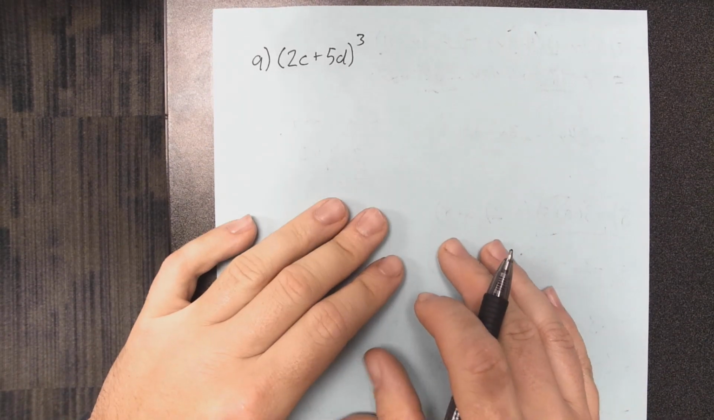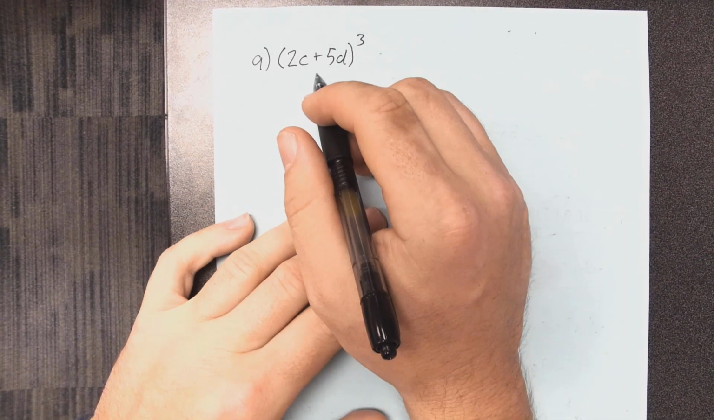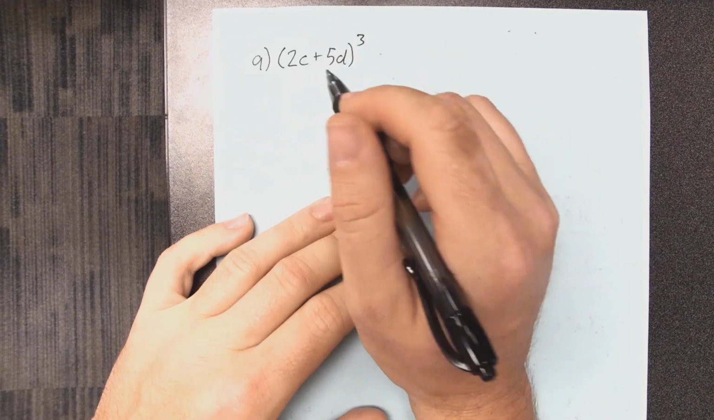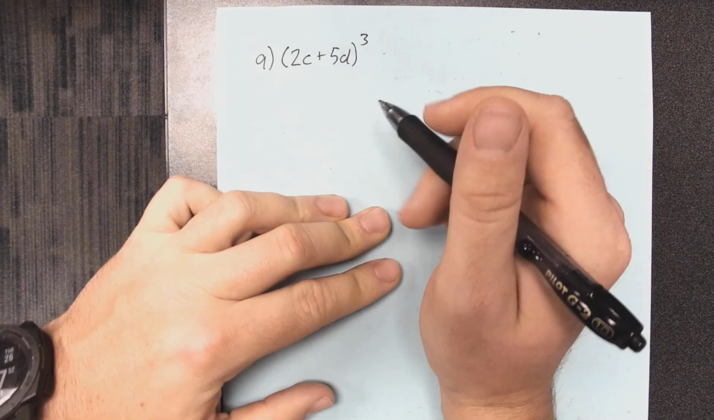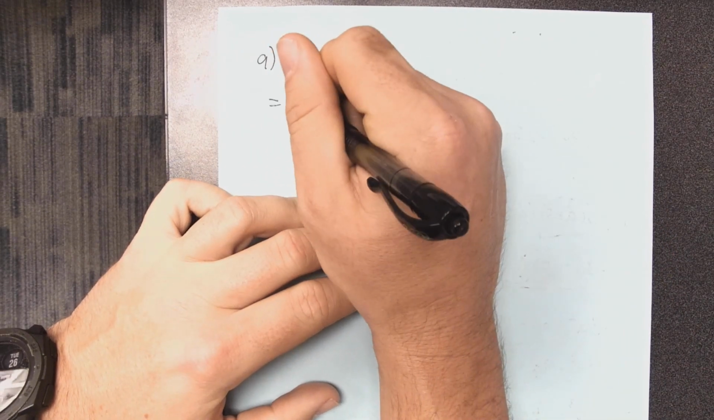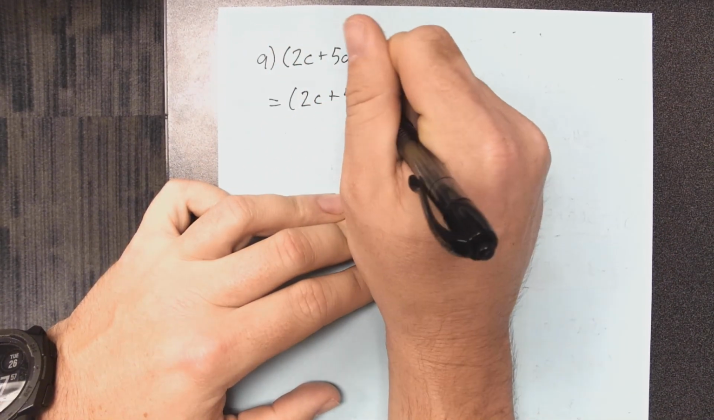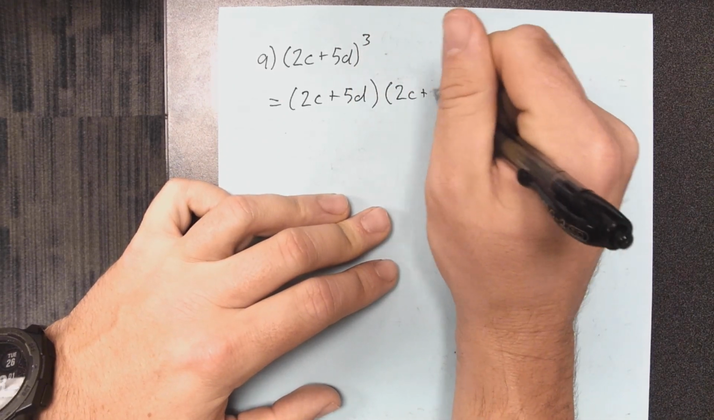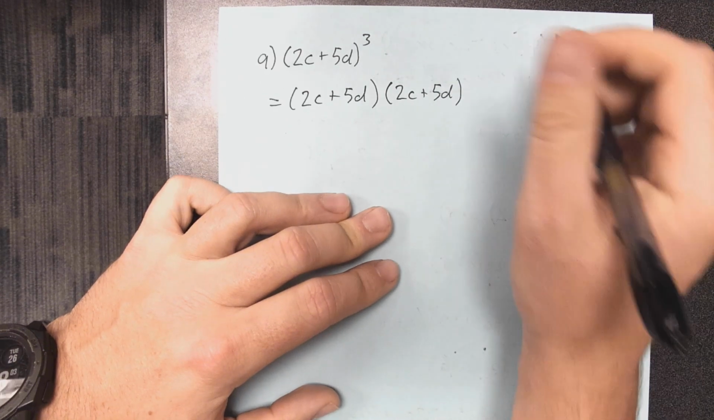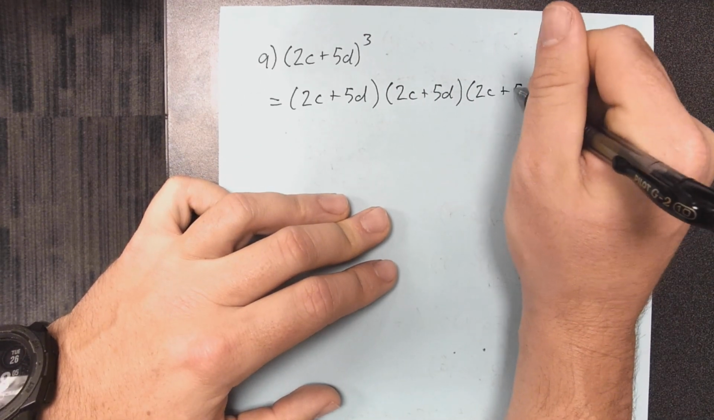Alright, so we can't distribute an exponent over addition. That's not how exponents work. We really need to think about what cubing means. To cube something means to multiply by itself 3 times. So I have 2c plus 5d times 2c plus 5d times 2c plus 5d.